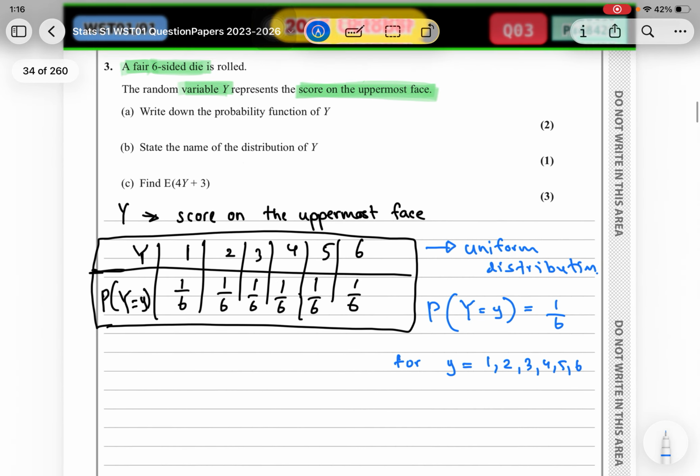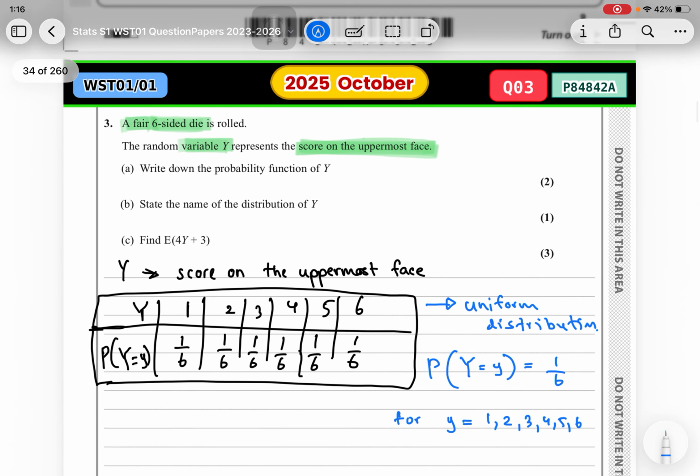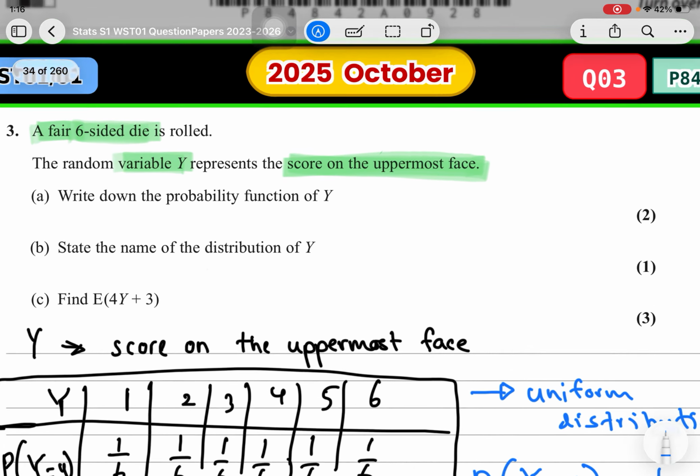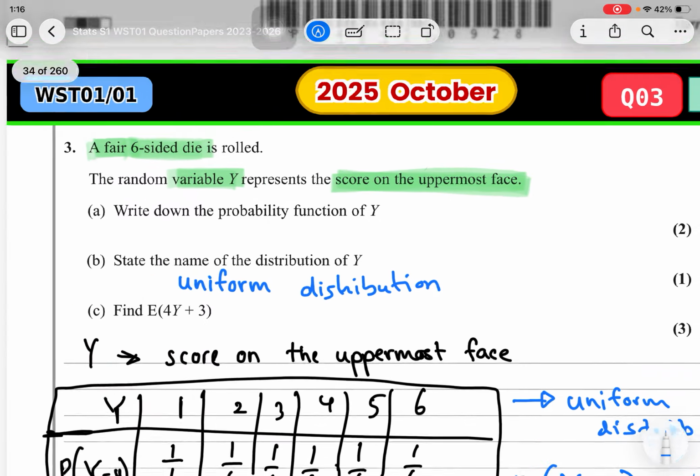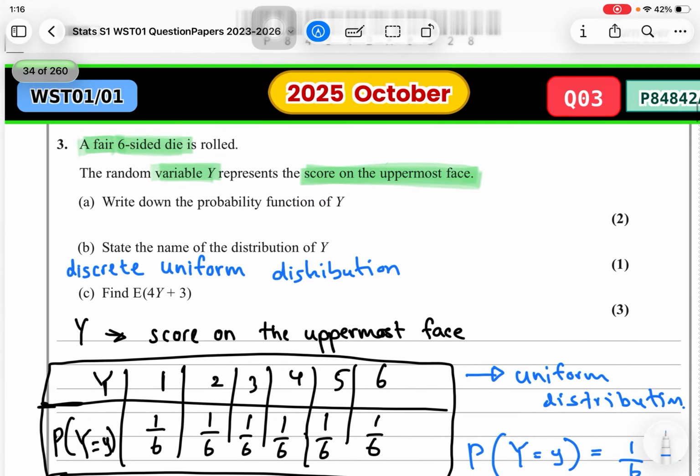And they are saying to state the name of the distribution of Y. So that's going to be uniform distribution. To improve our answer, we can also say whether this is continuous or discrete. Actually, in this case, it is discrete because these are distinct values.